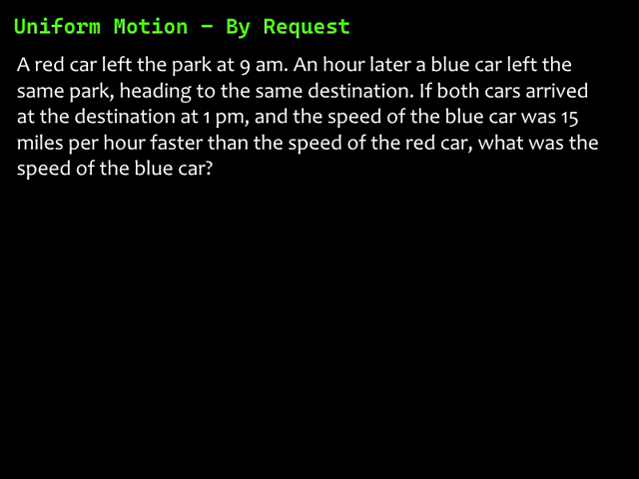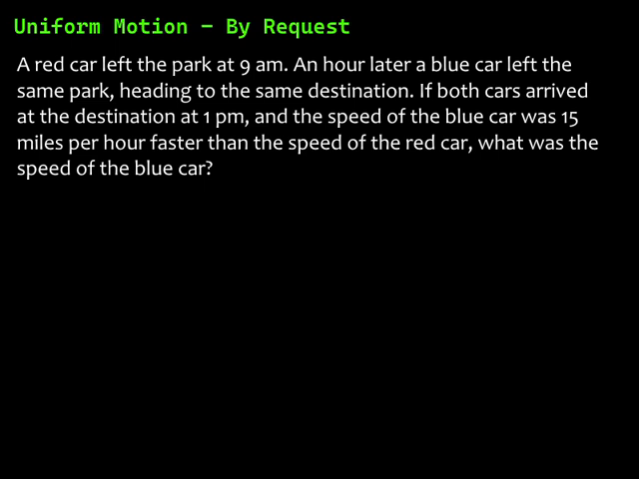A red car left the park at 9 a.m. An hour later, a blue car left the same park, heading into the same destination. Both cars arrived at the destination at 1 p.m., and the speed of the blue car was 15 miles per hour faster than the speed of the red car. What was the speed of the blue car?